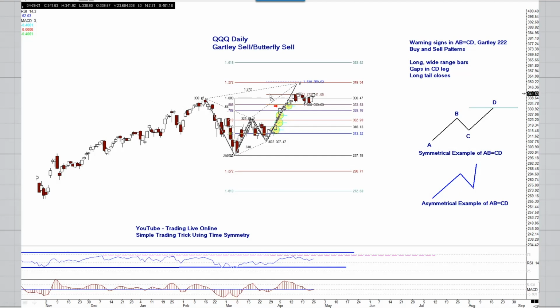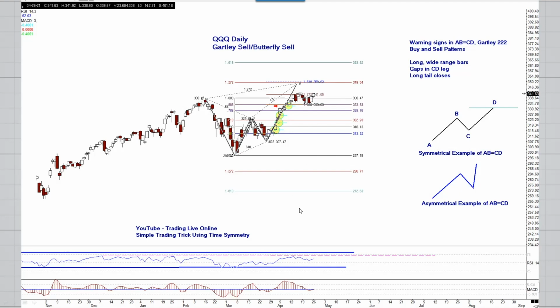And sure enough, the price extended, so far it's extended up on the CD leg to what we call the 1.27. If we do get another move to the upside without any sort of repositioning of this pattern, then we may be completing the butterfly sell. But so far, we're still on a Gartley sell pattern with this. And I took a look today, and it looks like we're getting some sort of movement to the downside.